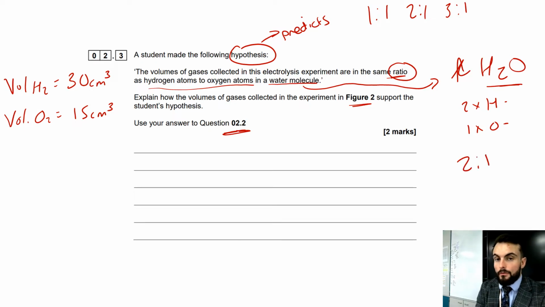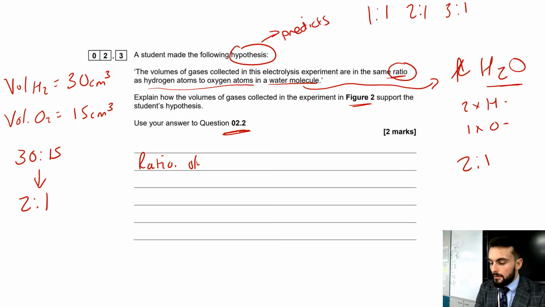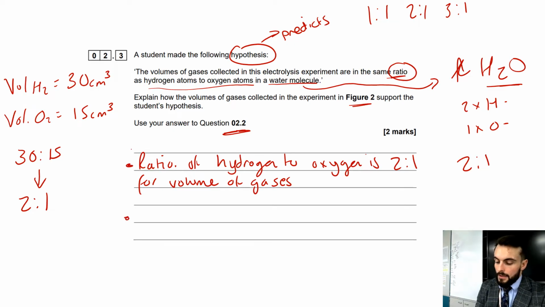And if we look at our volume of gases as a ratio, it's 30 to 15, so 30 centimeters cubed of hydrogen to 15 of oxygen. If you simplify that down, it simplifies to 2 to 1. So you put the ratio of hydrogen to oxygen is 2 to 1. You could even specify for volume of gases. And so that's your first mark. Second mark, you just say that this is the same as the ratio in a water molecule.